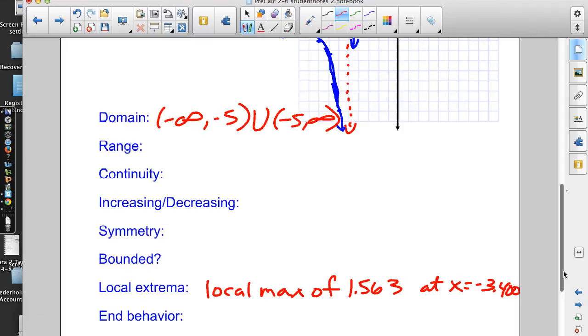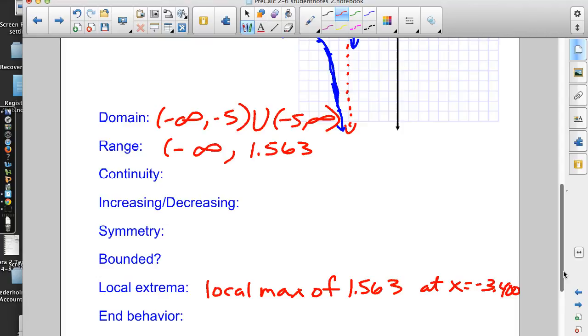Range. Take a look at this graph. We're going to use all the y values? We're not this time. So we have to think about what is that highest y value for that cutoff. Don't we already know that? What was it? Right there, 1.563. That's the highest point. So this graph is going from negative infinity, and it'll go up to that 1.563. Should we include that? Yes.